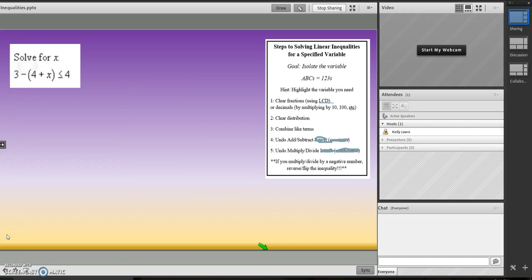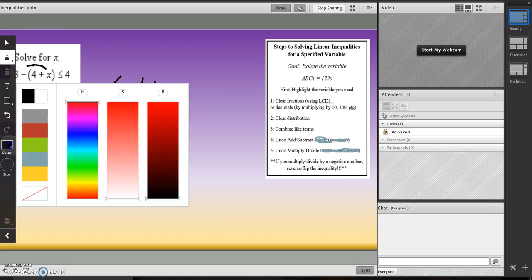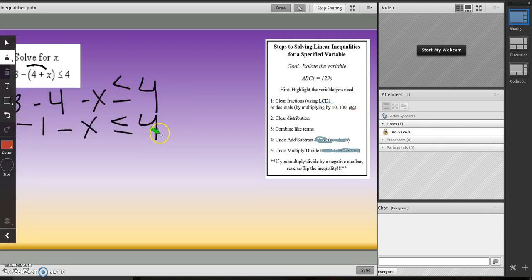Okay, let's distribute this negative. So we get 3 minus 4 minus x less than or equal to 4. Let's combine like terms. So 3 minus 4 is -1 minus x less than or equal to 4. This 4 is a regular number, so I'm going to move this 1, and I do the opposite operation. It's a minus 1, so I'm going to add 1 to both sides. So I get negative x less than or equal to 5.